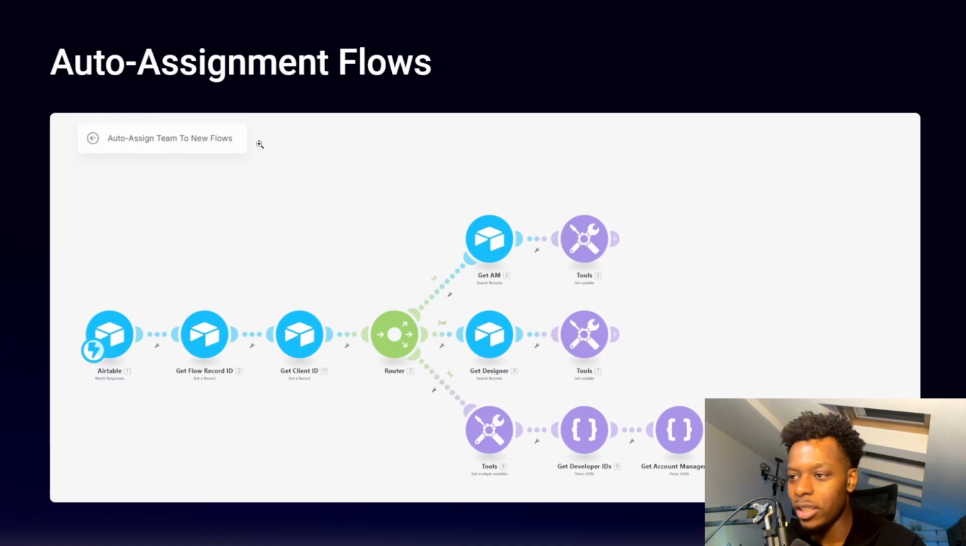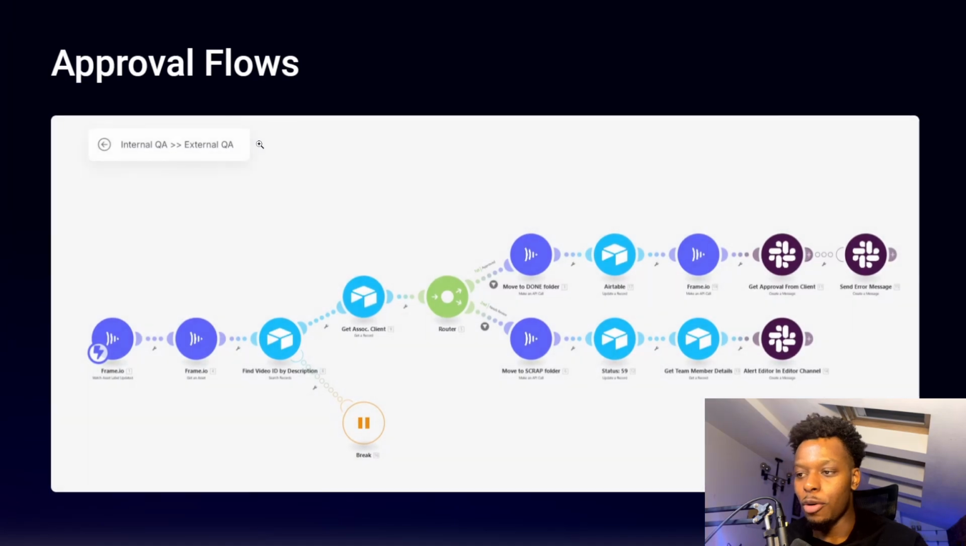So that's kind of how the auto assignment flows work. It's just making sure that you spread the work evenly so that everybody gets what they need to get. Then you have approval flows, and these approval flows are internal QA, external QA. There's a lot of situations where someone will change something in Frame, and that would have to trigger certain things. So for this client, whenever internal QA was done, the frame.io asset was marked as approved.